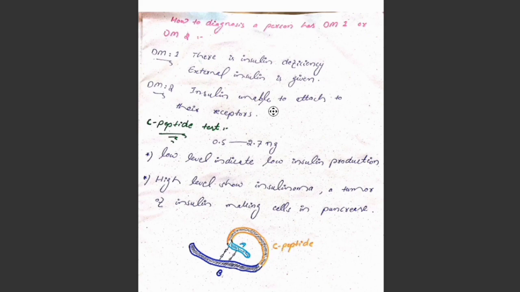Metformin works by various mechanisms. It also increases the affinity of insulin towards the receptor, and metformin also reduces the absorption of glucose. So metformin reduces the blood glucose level.